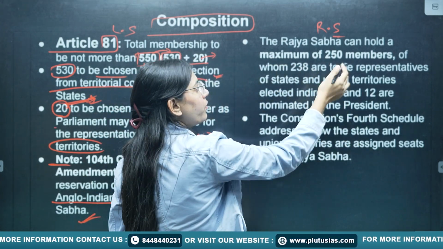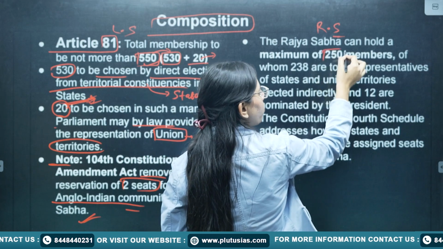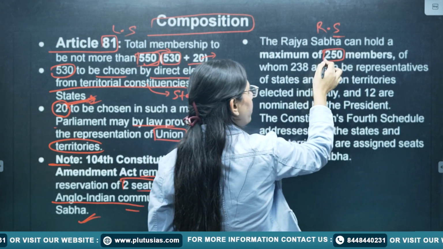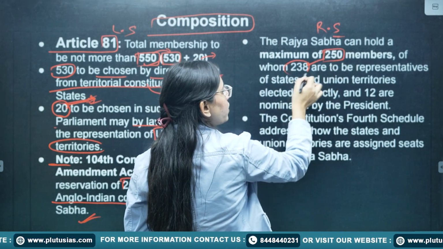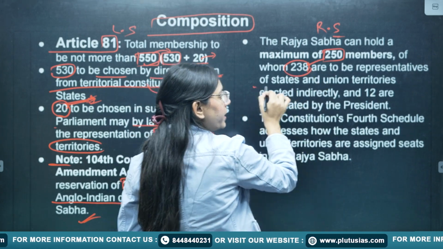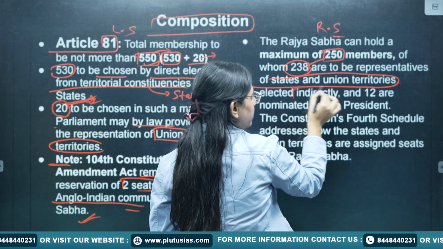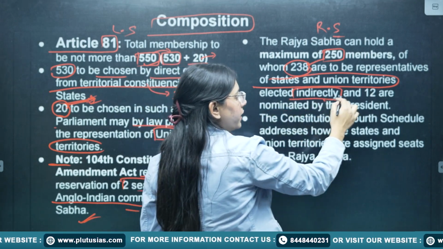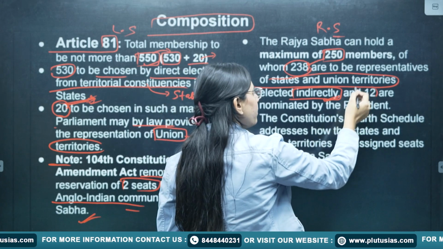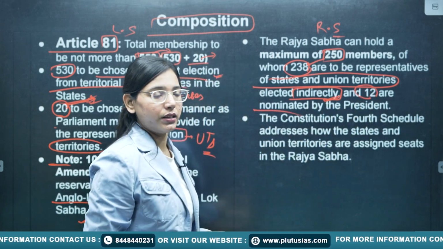In the Rajya Sabha, we can hold maximum up to 250 members. Out of those 250 members, 238 are the representatives of states and UTs, elected indirectly. This is the difference between both the houses. They are elected indirectly and 12 are the nominated members by the president. Okay.